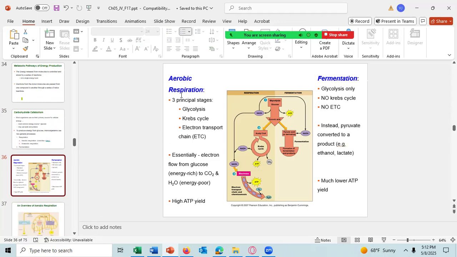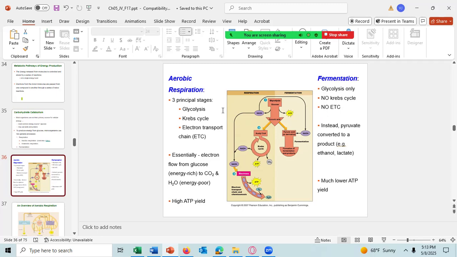So here we're comparing aerobic respiration to fermentation. There are 3 principal stages of aerobic respiration. The first, glycolysis. The second, the preparatory step and the Krebs cycle. And then the last step, electron transport chain. Fermentation only has glycolysis. There is no Krebs cycle. There is no electron transport chain.